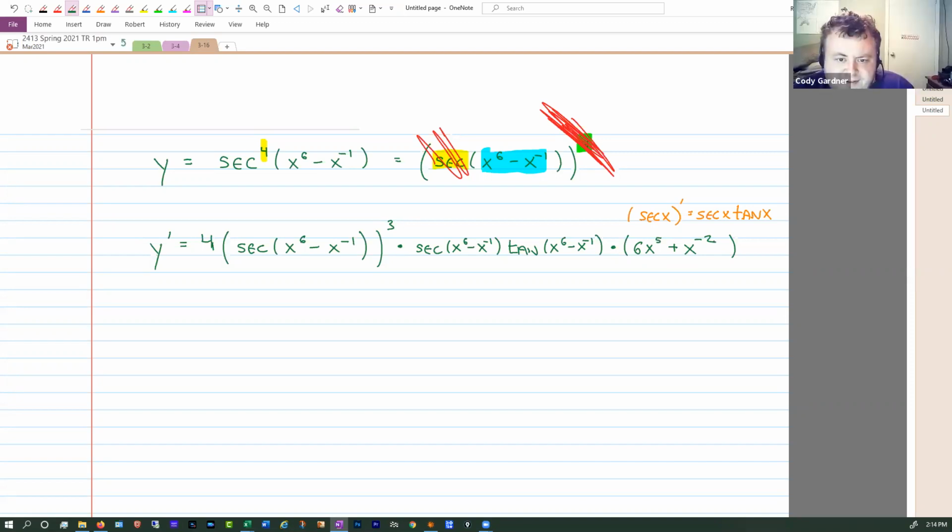Should you put parentheses around that entire second half? Which one? This? Just from secant x to the 6th to the very end. Yeah, so this is very common in a calculus class for students to be so paranoid about parentheses that they start just throwing parentheses everywhere to try and be safe.